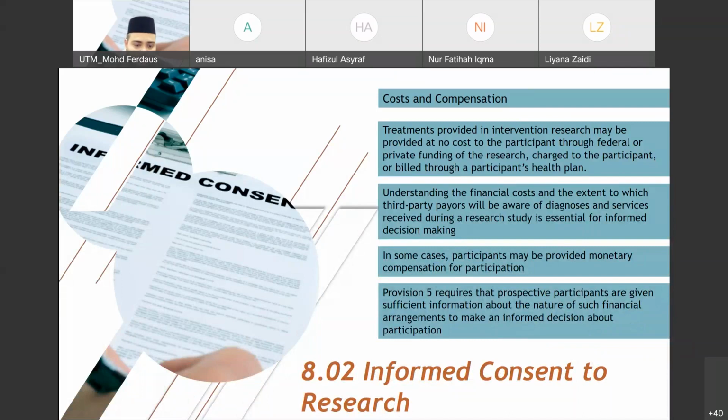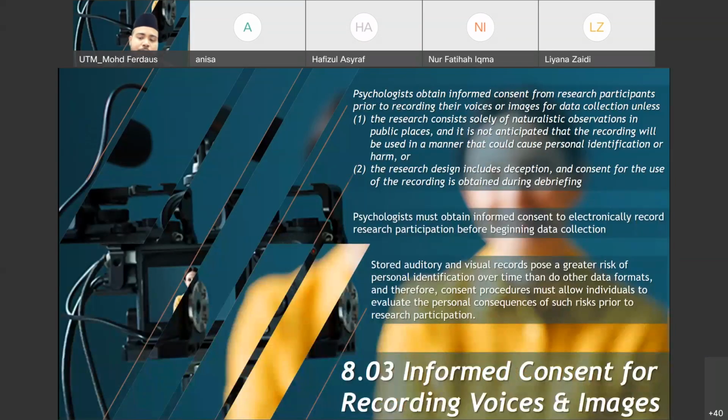We need to evaluate. We need to make sure in our informed consent procedure to conduct research. So there are a lot. Like I mentioned, it's like discussing a new standard by yourself. So informed consent to research. Nowadays, a lot of research, especially qualitative research, also asks for audio recordings or taking pictures or video recording. So there are specific standards catering for informed consent for recording voices and images.